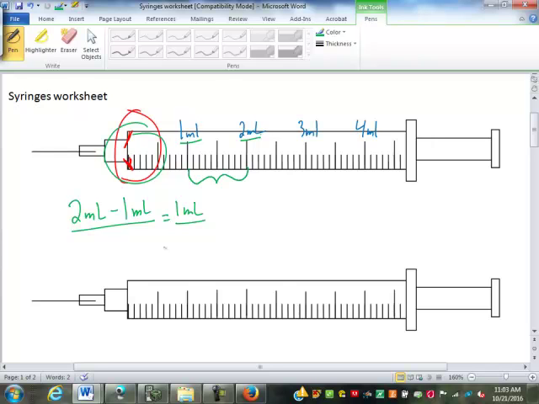And then we're going to count the number of divisions between them. Now when I'm counting divisions, I'm not counting the lines, I'm counting the spaces. So 1, 2, 3, 4, 5, 6, 7, 8, 9, 10. There's 10 spaces in between there. 1 milliliter divided by 10 spaces means it is 0.1 milliliter per space. So each division, each marking on that syringe is 0.1 milliliters.